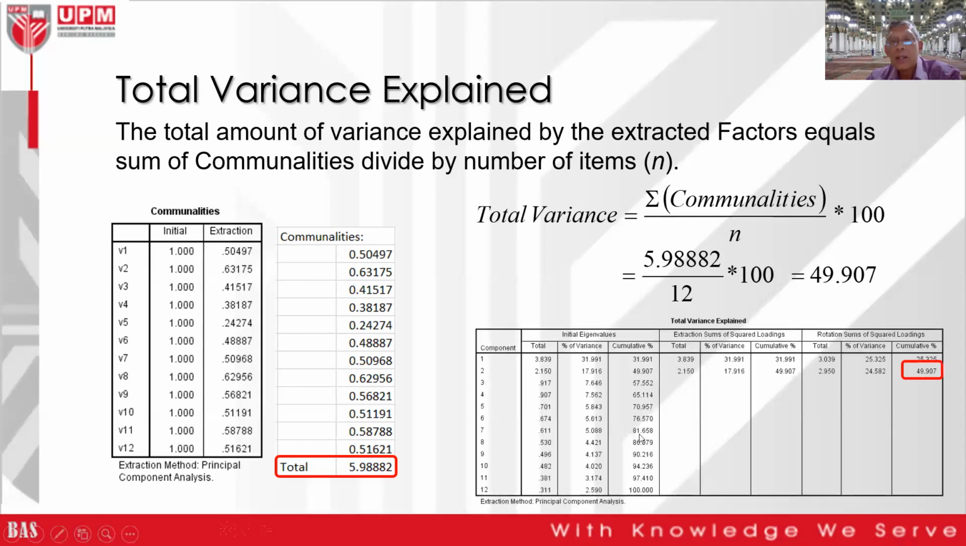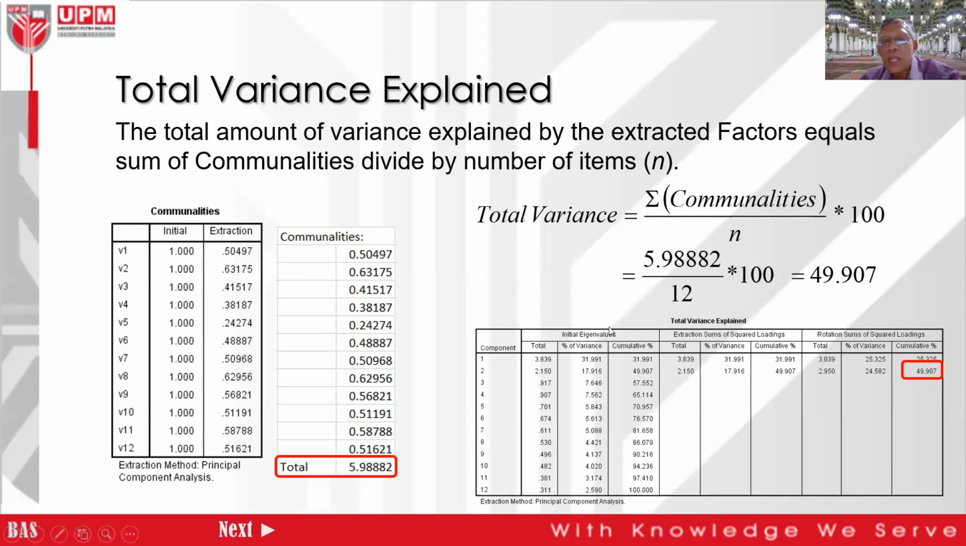Okay, next, where do we get this 49.907? If you look at the total variance explained table, it is reported here. This is the percentage of variance, and this is the cumulative percentage, the total up to 49.907. That is how they derive the value 49.907, right?